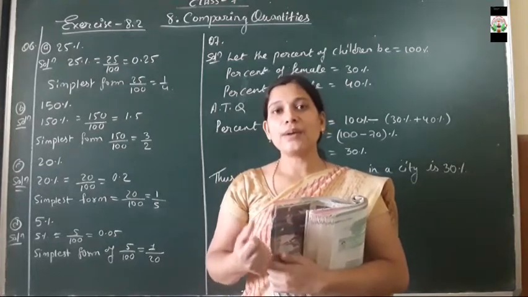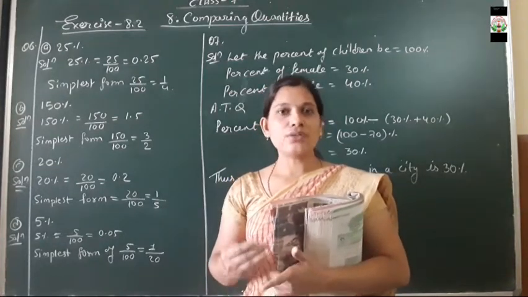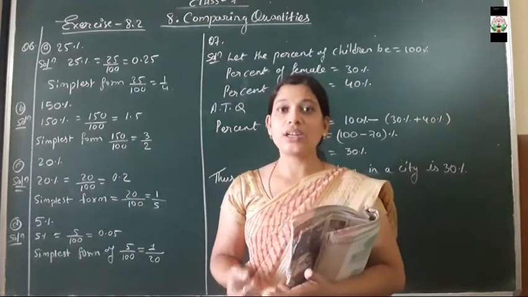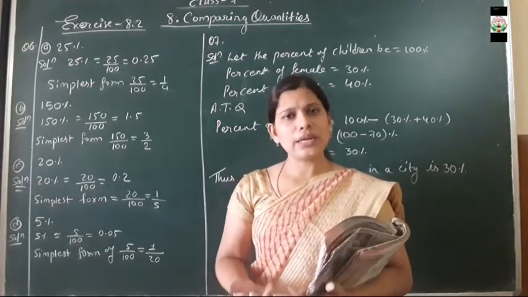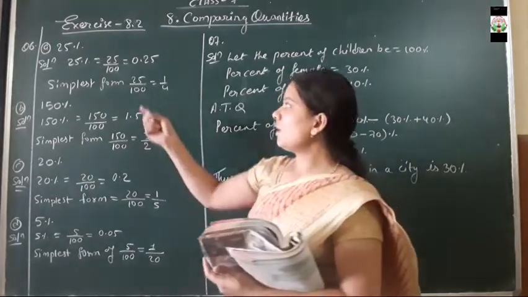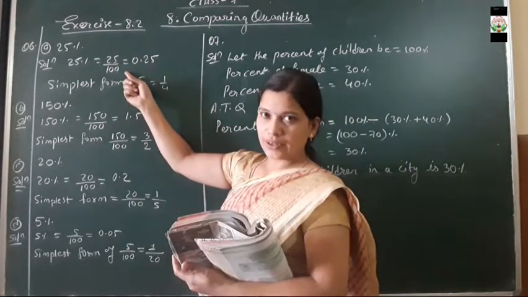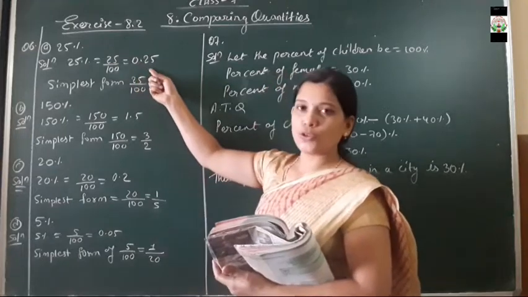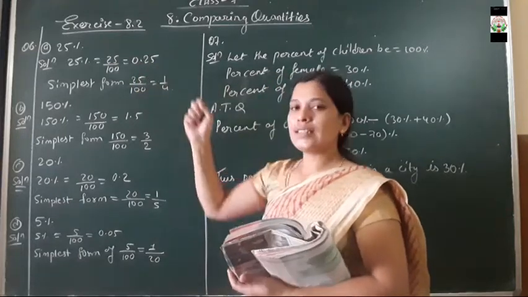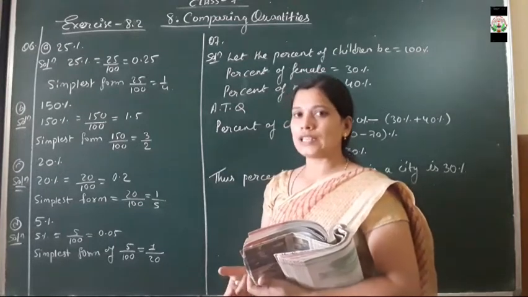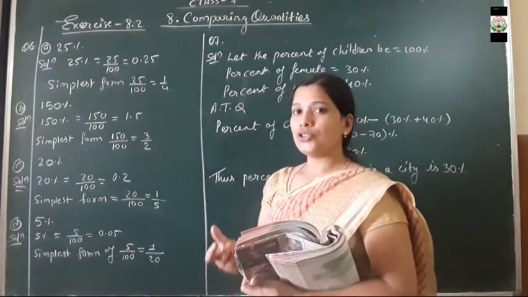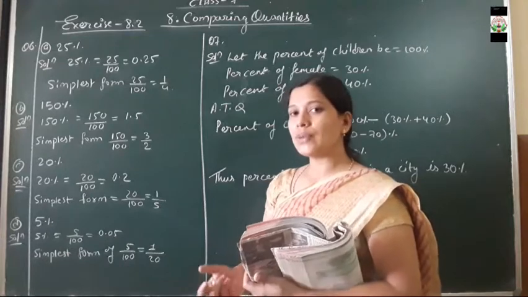Here it is said that you have to convert the percent into a decimal fraction. Then how are you going to convert the percent into a decimal fraction? By dividing it by 100, isn't it? So we divided 25 by 100 to get the decimal fraction, that is 0.25. Now after getting the decimal fraction, we have to convert it into the simplest form.